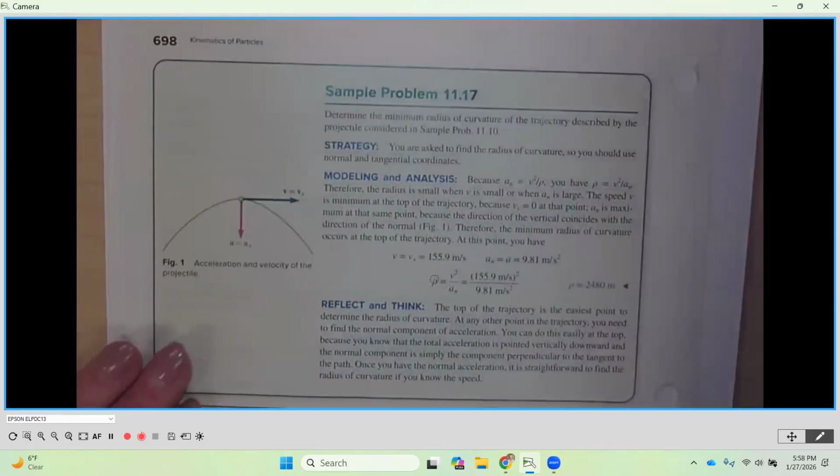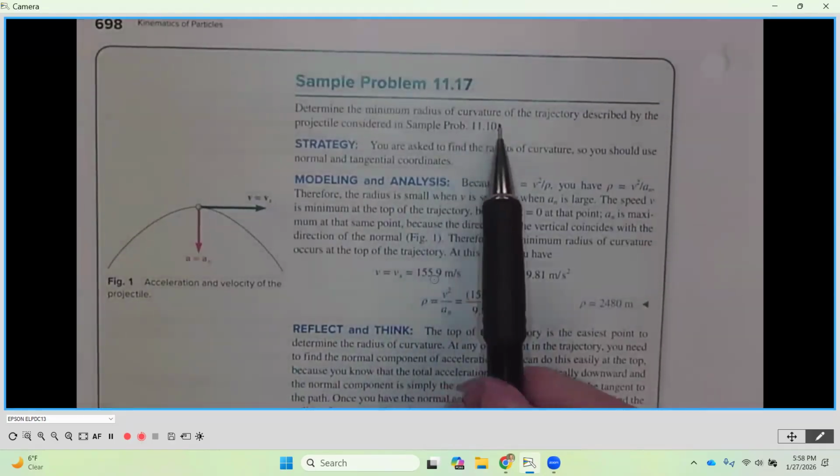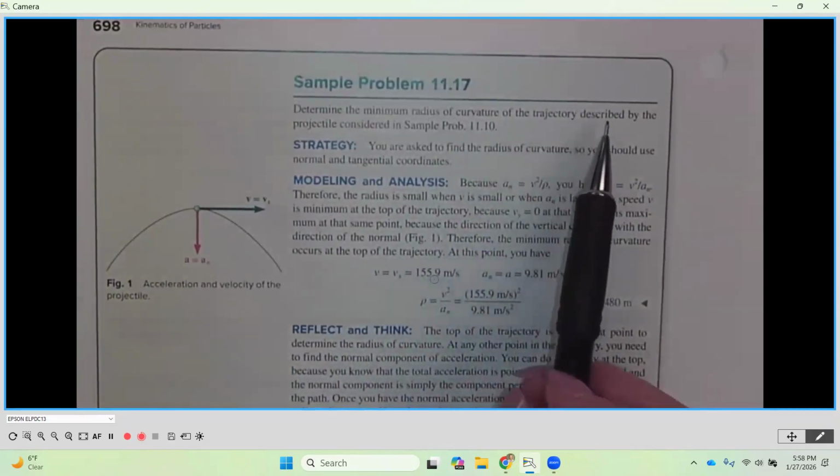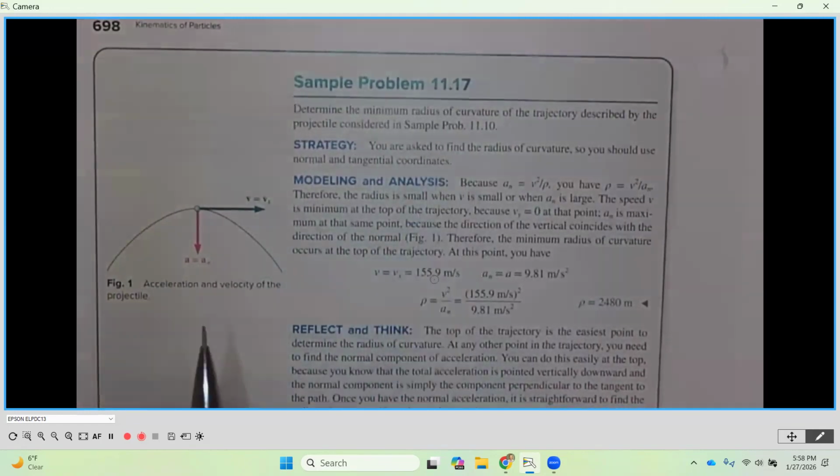So 1117 says determine the minimum radius of curvature of the trajectory described by the projectile considered in sample 1110. We did 1110 last week, okay? So we'll look back at that. So if we go back to page 672 in our book.